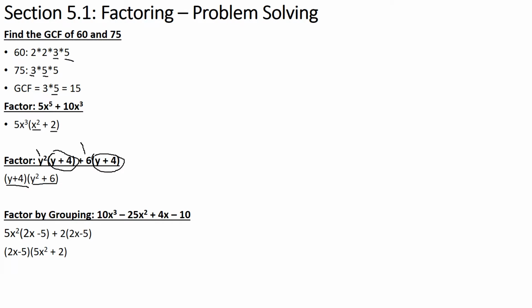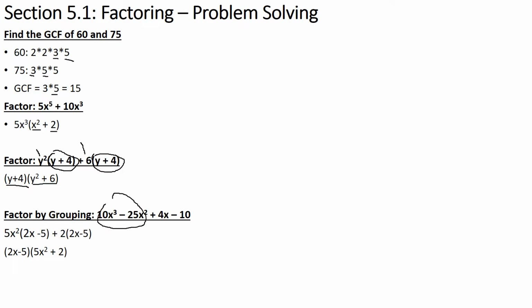Factor by grouping. 10x cubed minus 25x squared plus 4x minus 10. All I really do here is see what I can pull out of both of those and get some common groups. Now with grouping, we're going to try to pull some stuff out. I'm going to separate these two out. The first two, the 10x cubed minus 25x squared, what can I pull out of those two?